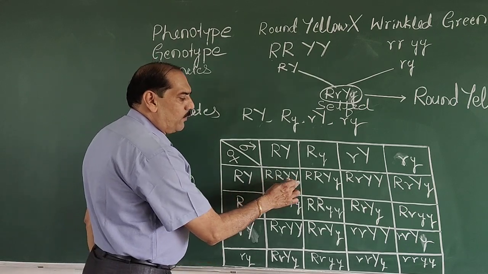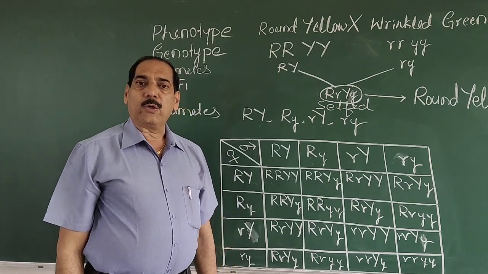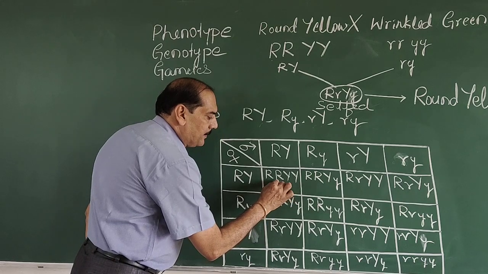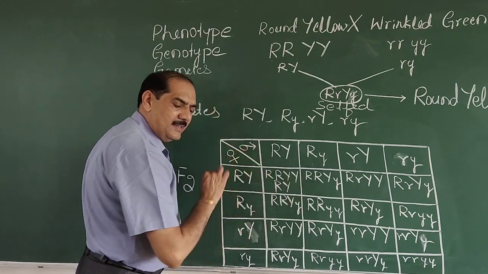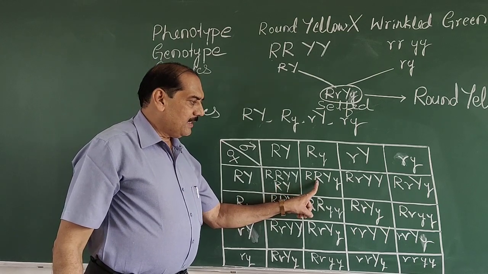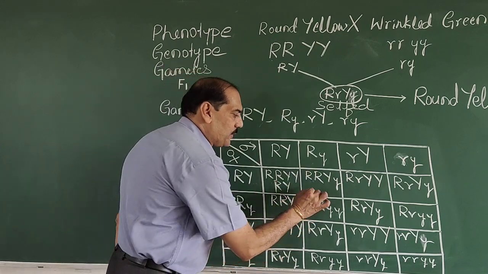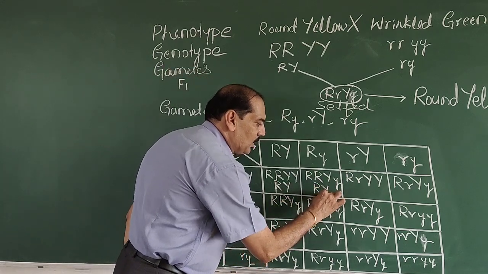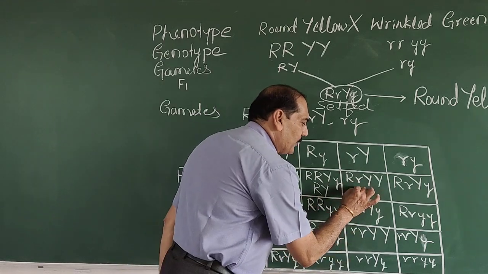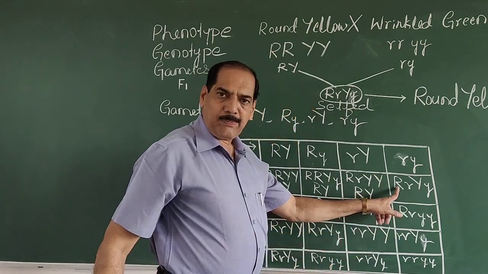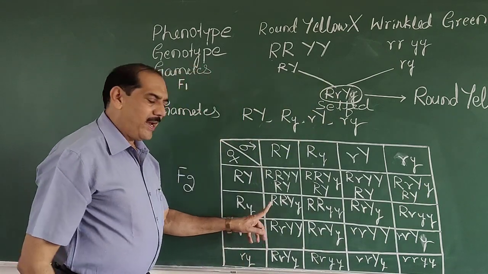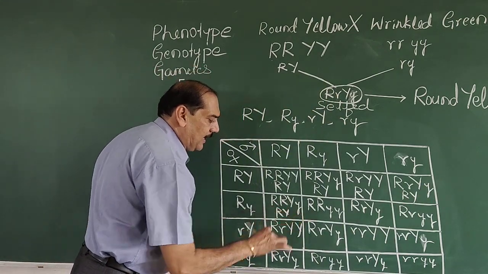Here all the 4 factors are dominant. What will be the phenotype of this plant? This plant produces round yellow. Round yellow is the phenotype. What about this plant? Here also round yellow. This plant also produces round yellow. This plant, it is also round yellow. Here this plant also produces round yellow.